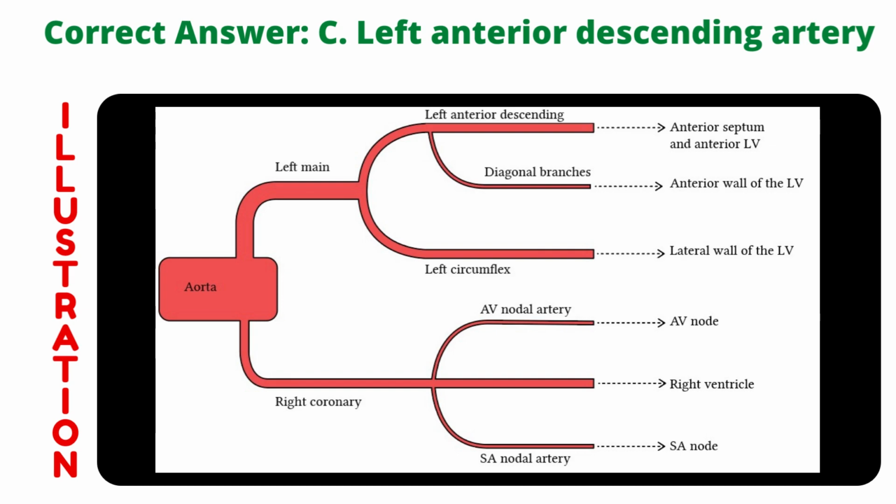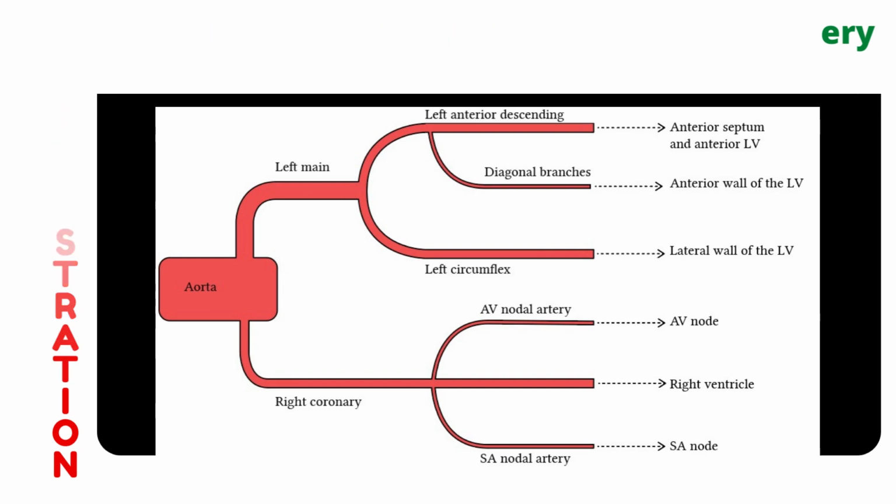Left anterior descending artery supplies the anterior 2/3 of the septum. The left anterior descending artery is one of the two major branches of the LMCA, with the other being the left circumflex coronary artery. Combined, these two supply the left atrium and left ventricle.